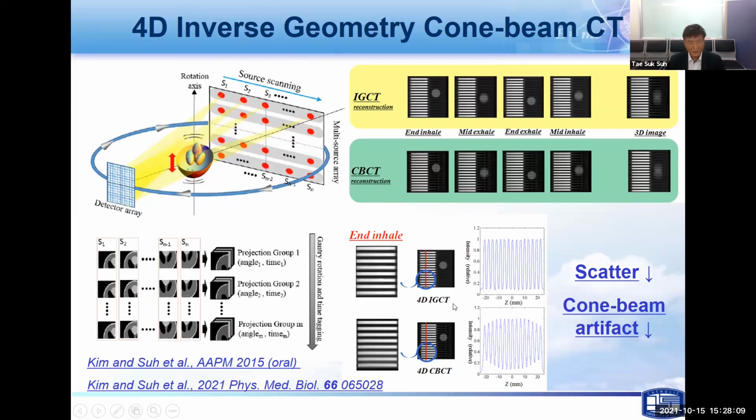So as you see in this figure, the 4D IGCT had a uniform image intensity. It's very uniform, although 4D cone-beam CT did not. There's some fluctuation. Also, IGCT produced less scatter and less cone-beam artifact. Therefore, IGCT could be good for the localization of the moving target in radiation therapy.